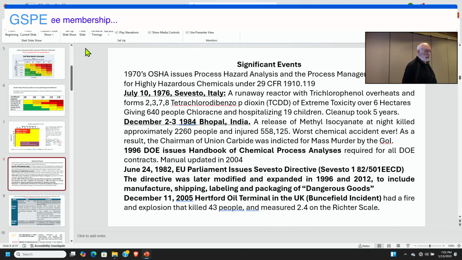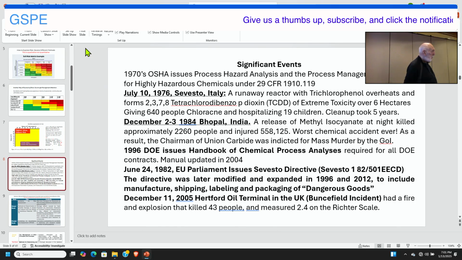Extreme toxicity over 6 hectares. 640 people got chloracne, and 19 children were hospitalized, but the cleanup took 5 years. And they had to put the stuff in a vault that's good for a couple of thousand years. All right, then the granddaddy. December 2 and 3, 1984 was Bhopal.